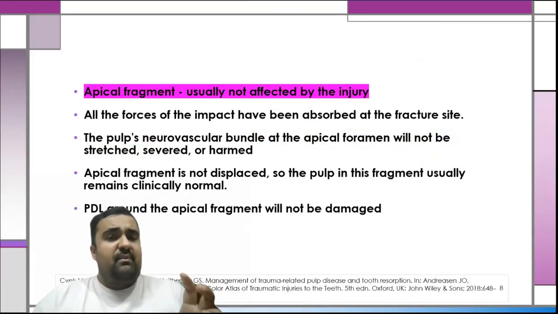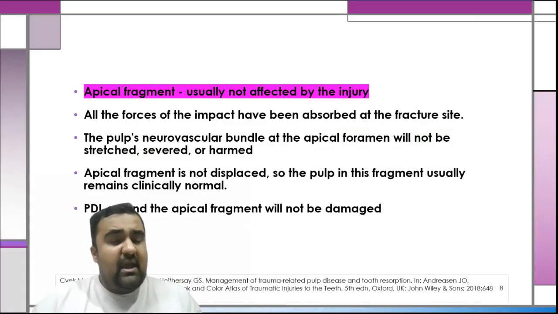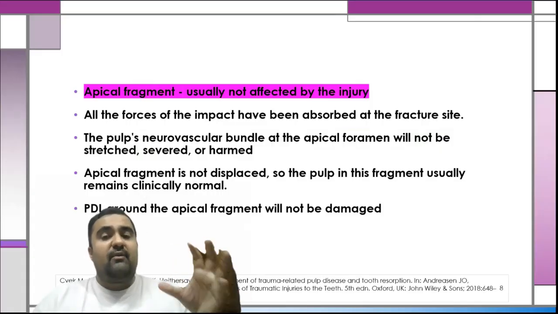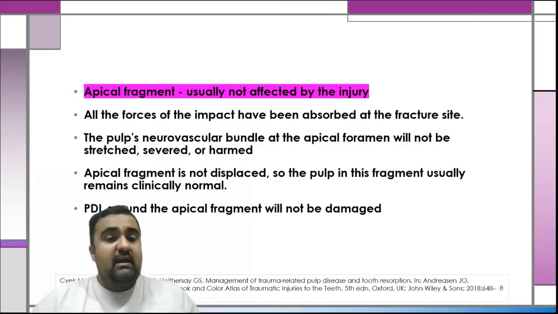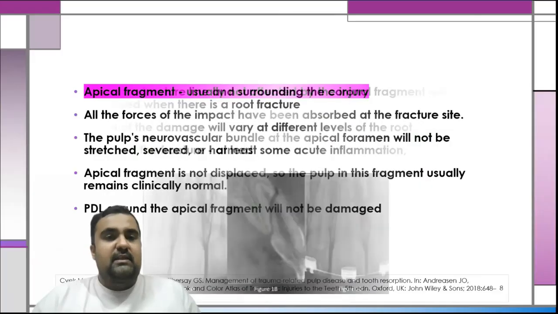The apical fragment is usually not affected by the injury, and all the forces of the impact have been absorbed at the fracture site, and the pulp's neurovascular bundle at the apical foramen will not be stretched. It will not be harmed in such cases. And the periodontal ligament space around the apical fragment will not be damaged. And the apical fragment is not displaced. So the pulp is usually normal in these cases.